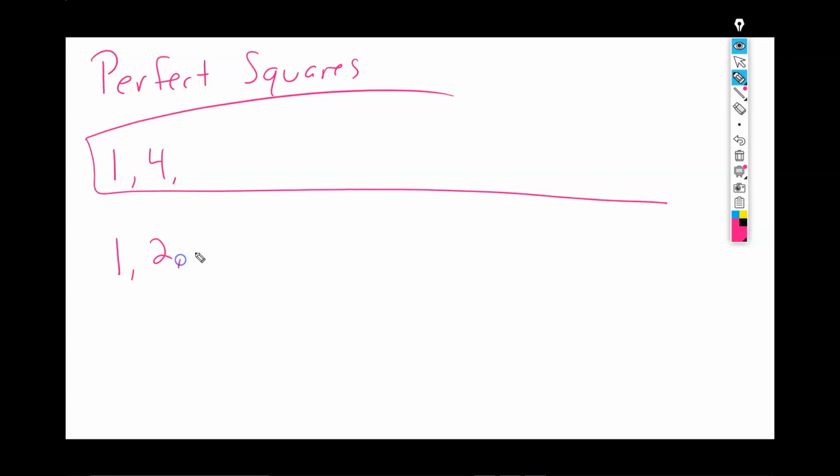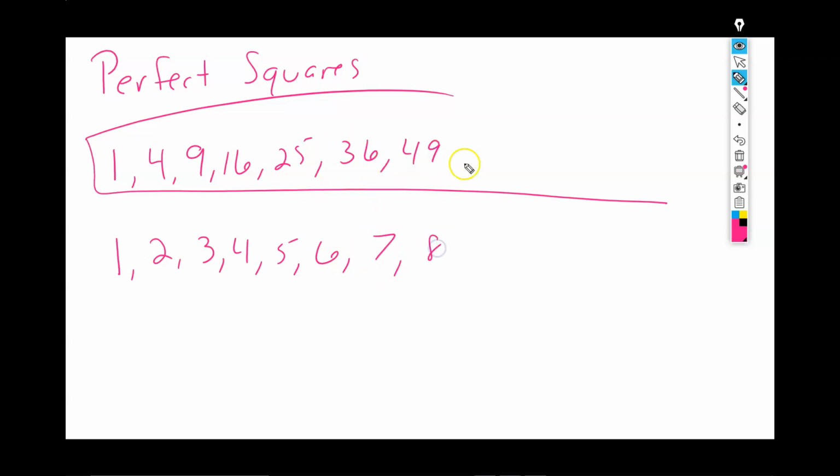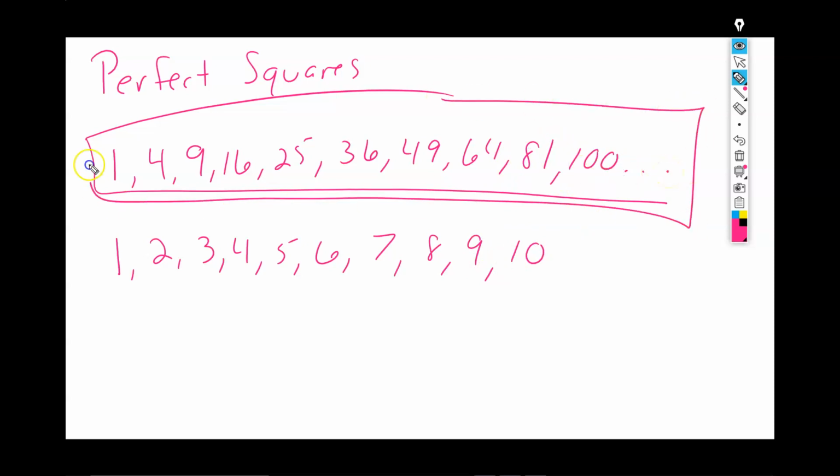The next perfect square, well, what's 3 times 3? That's 9. 4 times 4, that's 16. 5 times 5, that's 25. 6 times 6, that's 36. 7 times 7, that's 49. 8 times 8, 64. 9 times 9, 81. 10 times 10 is a 100. This list keeps going. This is a list of perfect squares.